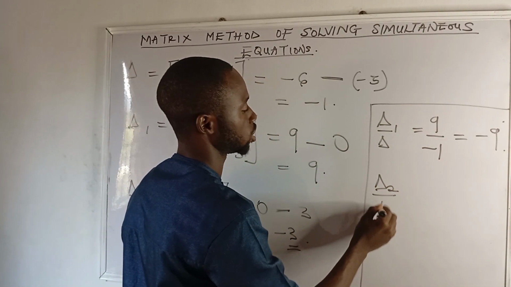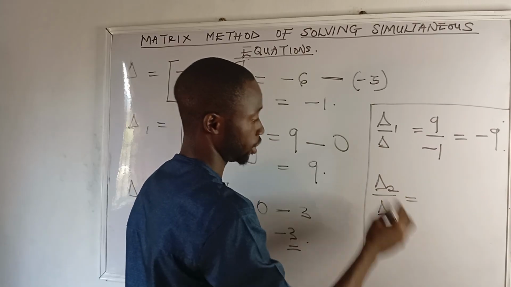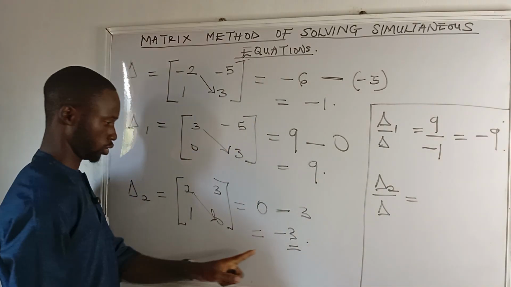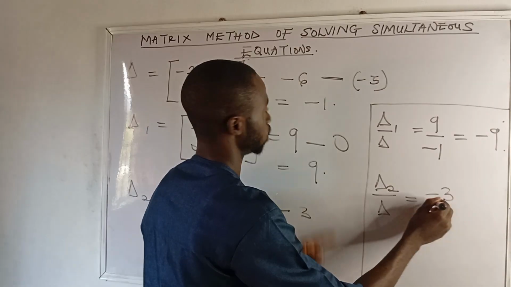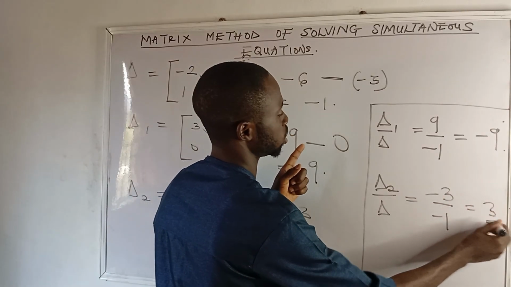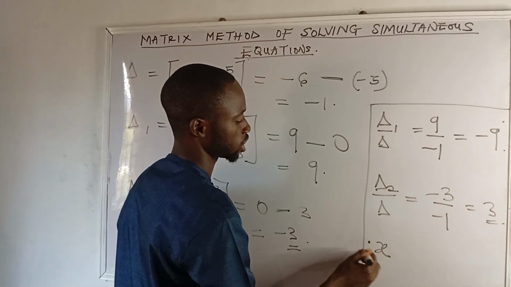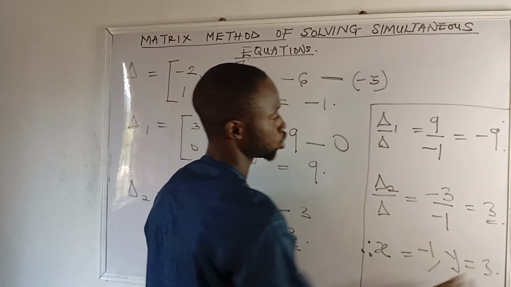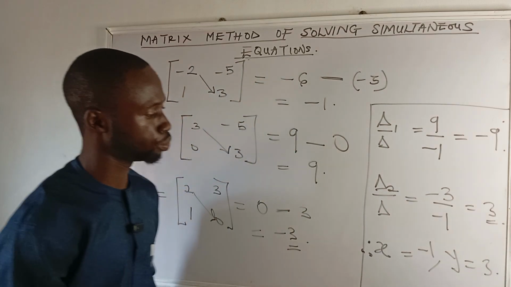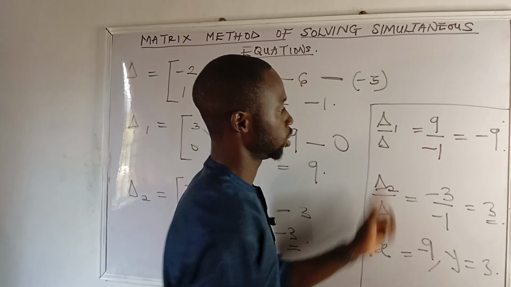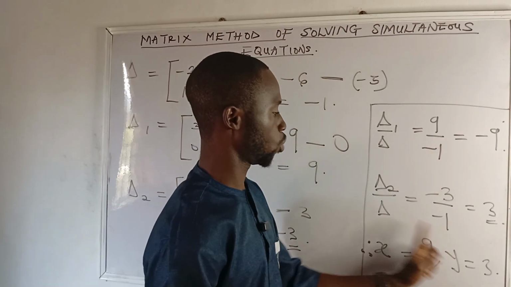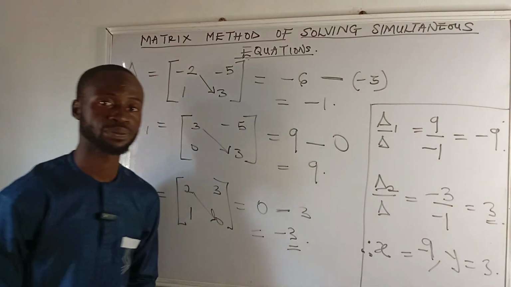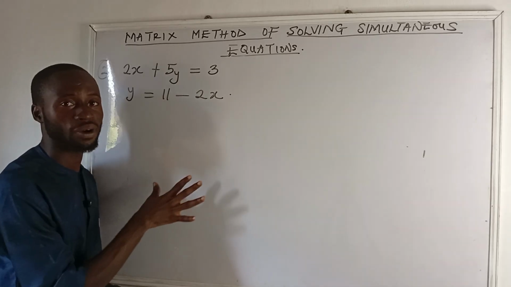Delta 2 over delta is y. So for our delta 2 is minus 3, delta is minus 1. The answer here is what? Positive 3. So therefore we can say that x is equal to minus 9, y is equal to 3. We have this for our example 2.